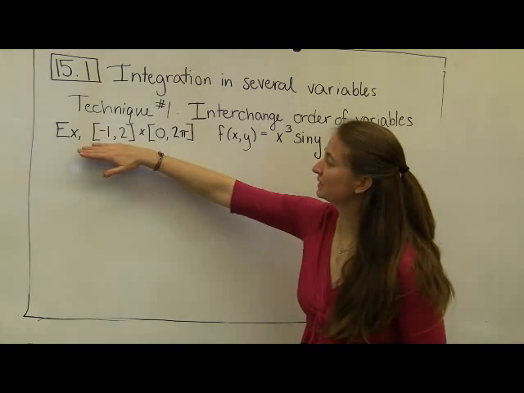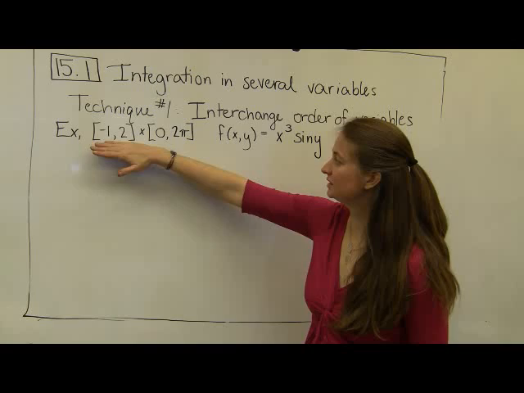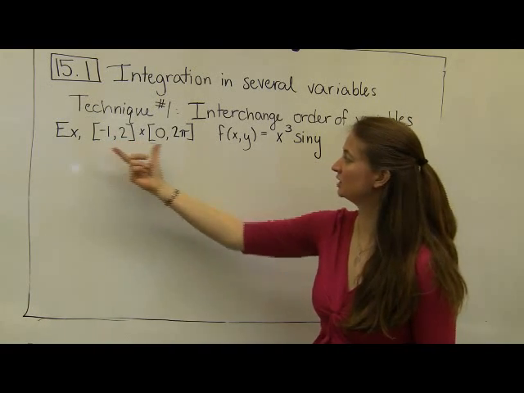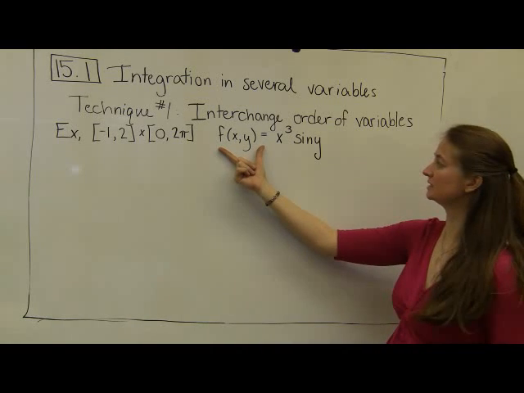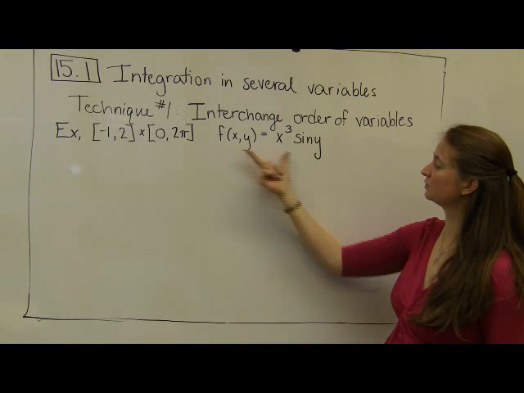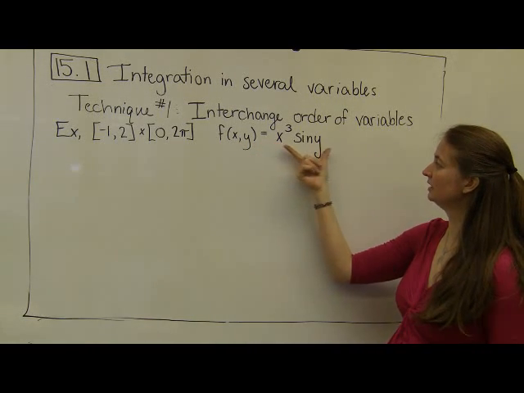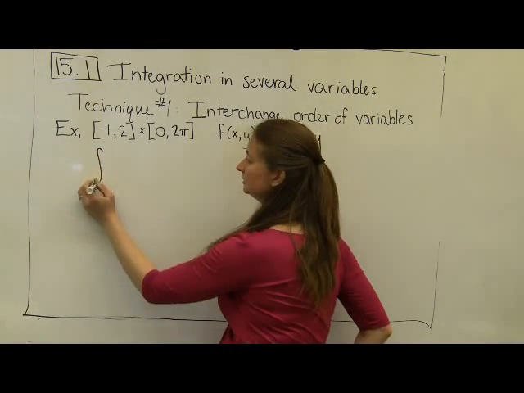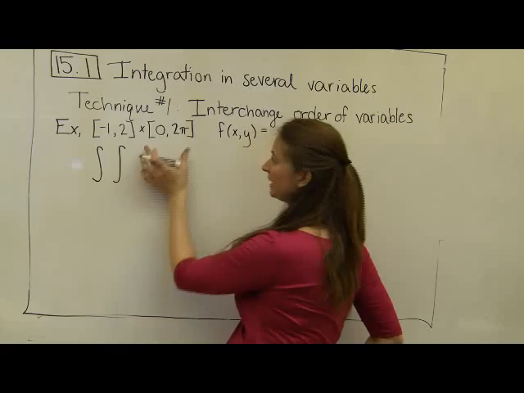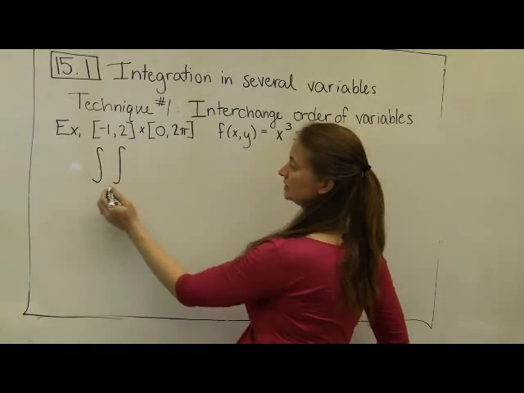So let's say that we have a rectangular region that goes from -1 to 2 in the x direction and from 0 to 2 pi in the y direction. And let's say that our function in this case is given by f of x y is equal to 3x squared times the sine of y. So to set up this double integral, I'm going to start by having my x values be on the interior.